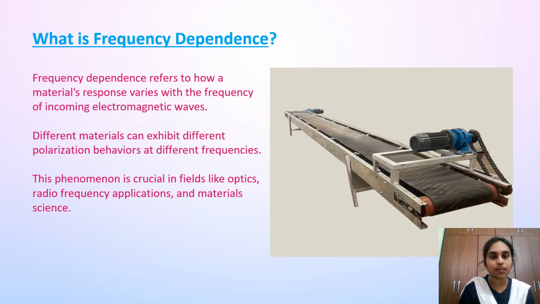First, what is meant by frequency dependence? Frequency dependence refers to how a material response varies with the frequency of incoming electromagnetic waves. Different materials can exhibit different polarization behaviors at different frequencies. This phenomenon is crucial in fields like optics, radio frequency applications, and material science.